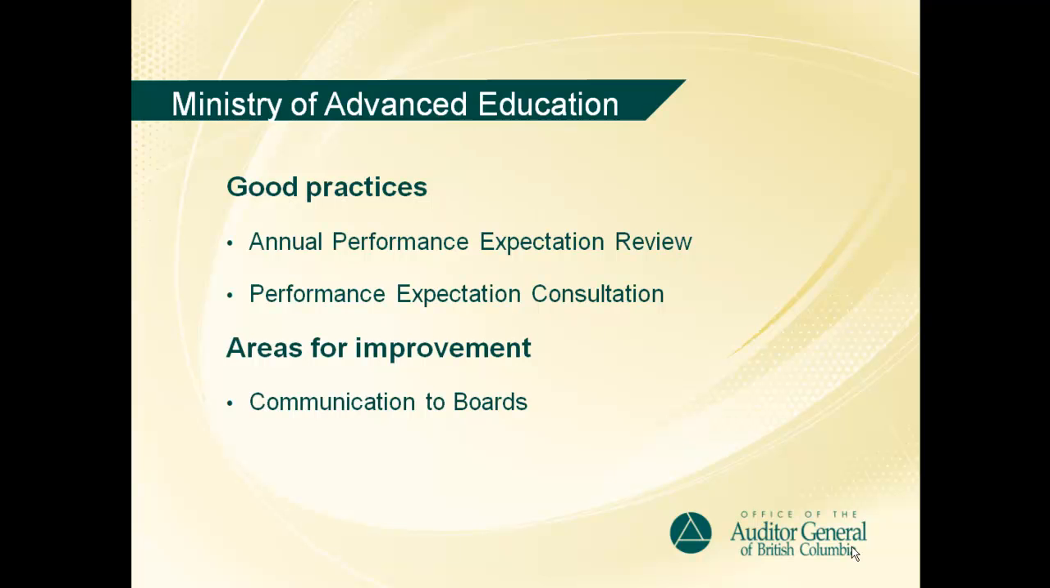This examination also included the role of the Ministry of Advanced Education in providing support for university governance and accountability. We found both examples of good practice and areas for improvement. Annual Performance Expectation Review. We looked for evidence that the ministry annually reviews the government letter of expectations issued to universities to ensure they stipulate the current level of performance expected of a post-secondary institution. We found that the ministry has an annual process in place to ensure the letters reflect current priorities before submission to the institutions for consultation.